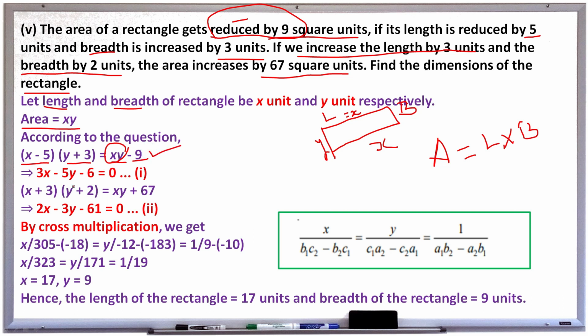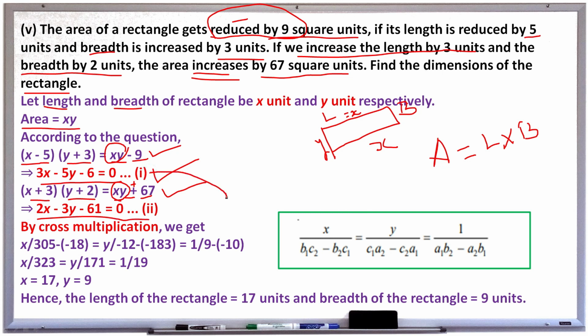Now when you simplify, open the bracket and simplify, you will get 3x minus 5y minus 6 equal to 0. One equation, 3x minus 5y minus 6 is equal to 0. And another condition is there, x plus 3 into y plus 2 is equal to the area plus 67. It is given increased by 67 units. So area is increased means plus 67. Now this equation, after opening the bracket, if you simplify, you will get 2x minus 3y minus 61 is equal to 0.